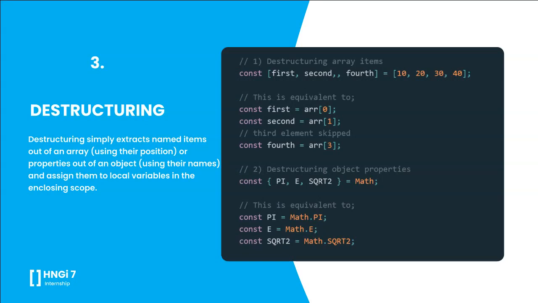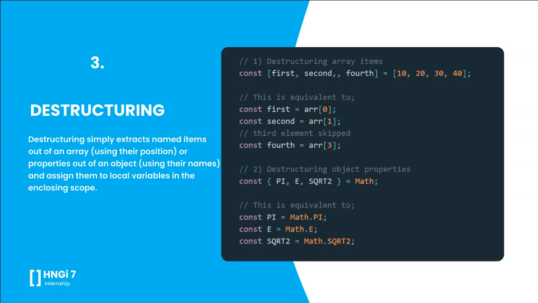So what does this mean? Let's look at example number 1, destructuring array items. We can see that we have const, then an array that contains first, second, then an empty third, then the fourth. What this is trying to do is assign all these variables to the numbers on the right-hand side. Notice that the destructuring happens on the left-hand side of the equation, and whatever we want to assign to it happens on the right side.